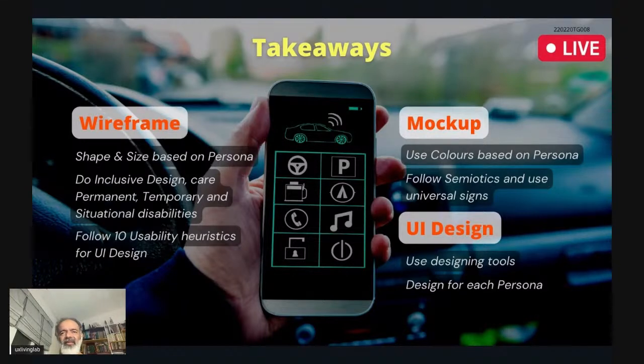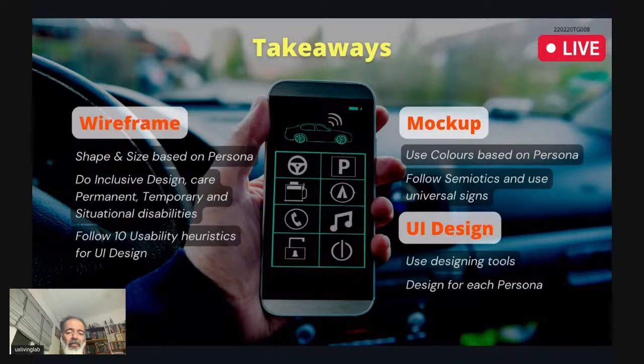I won't look into which tool the UI designer is using. What matters is the design, and how near the design is to the real product. That's the only thing I have to check. Then do the design for each persona.